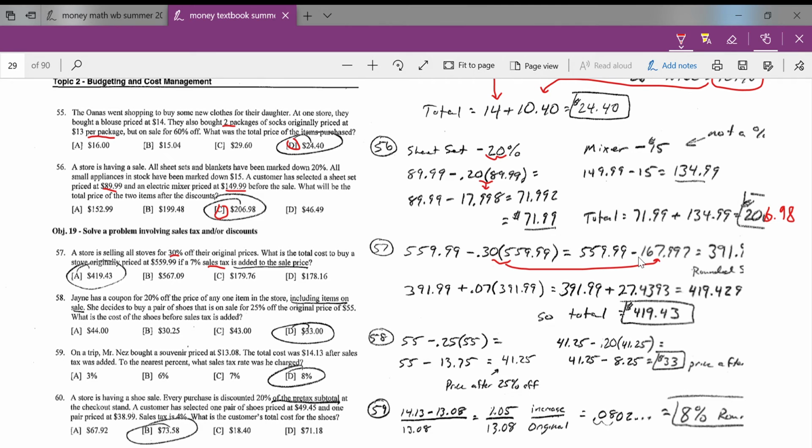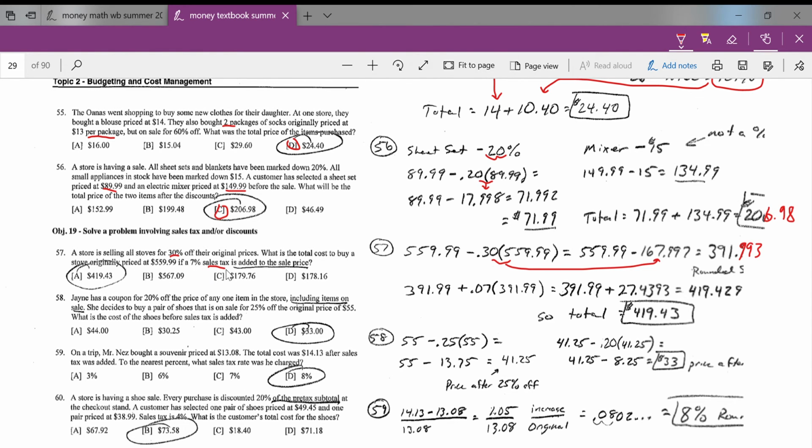Okay, minus 167.997. So if we subtract those, I don't know, it's cut off here a little bit. We get, it should say 391, and it's a 9, $391.993. So that's the price of the stove after the discount. Okay, so we round that, it'd be $391.99. Now we got to add 7% sales tax.